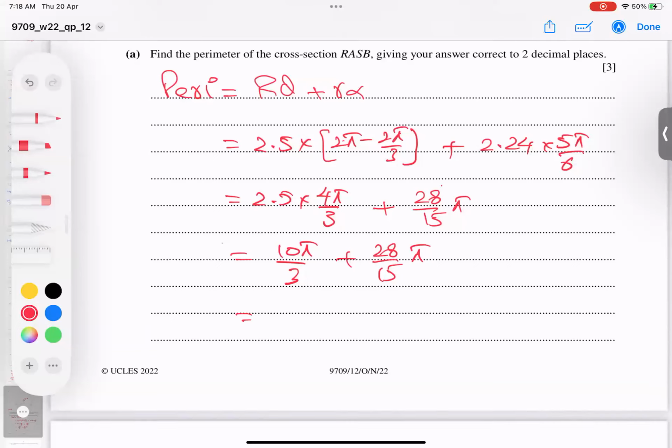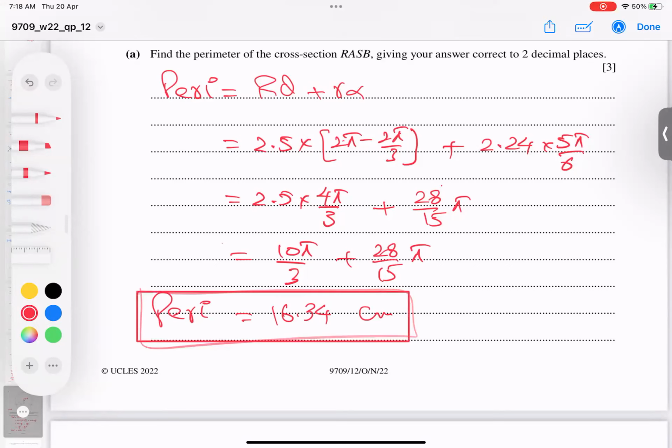Okay, and times 2 pi, and my answer is coming here 16.34, because he said 2 decimal places. So the perimeter of the whole thing, I got it in centimeters. So I hope the point is very, very clear.